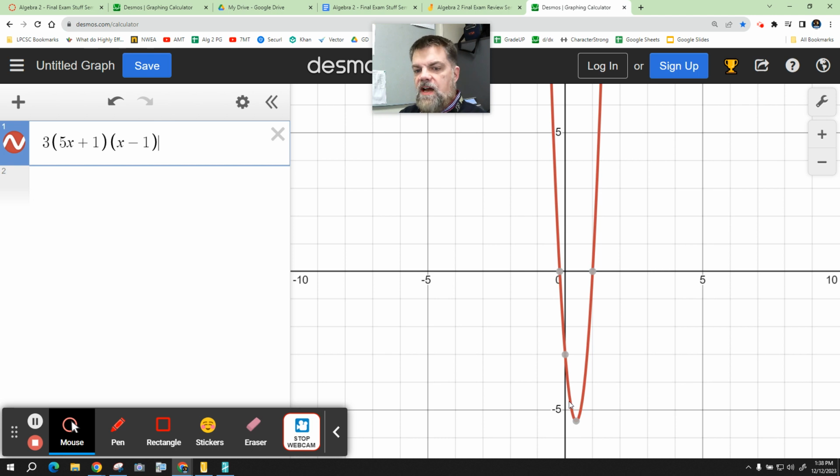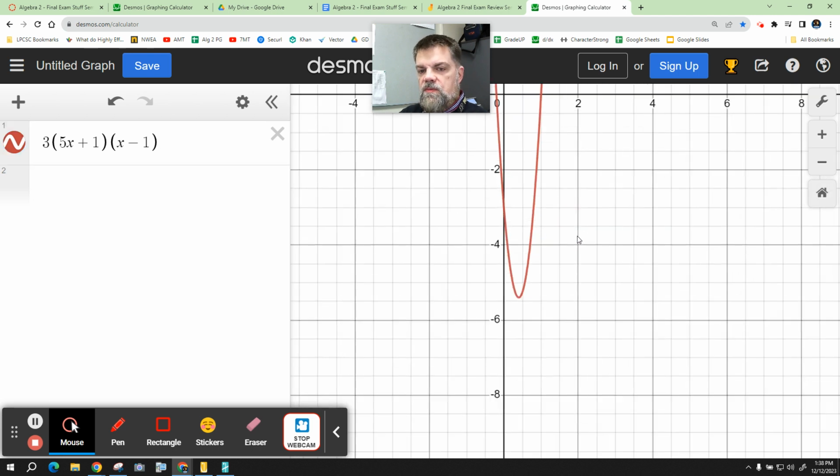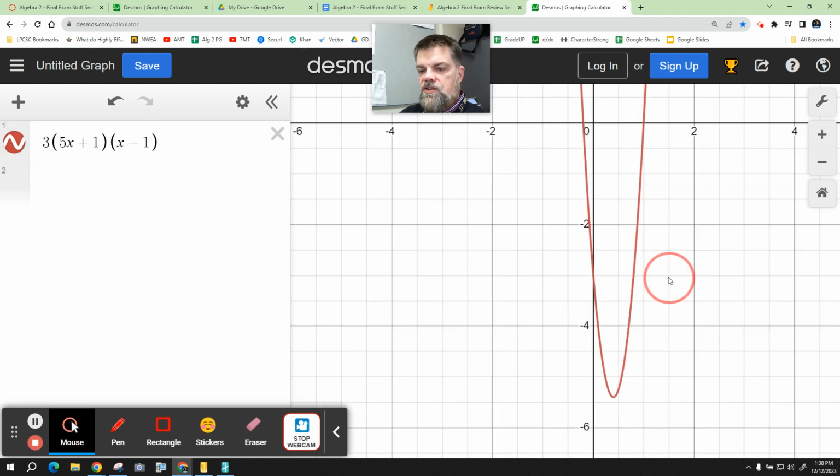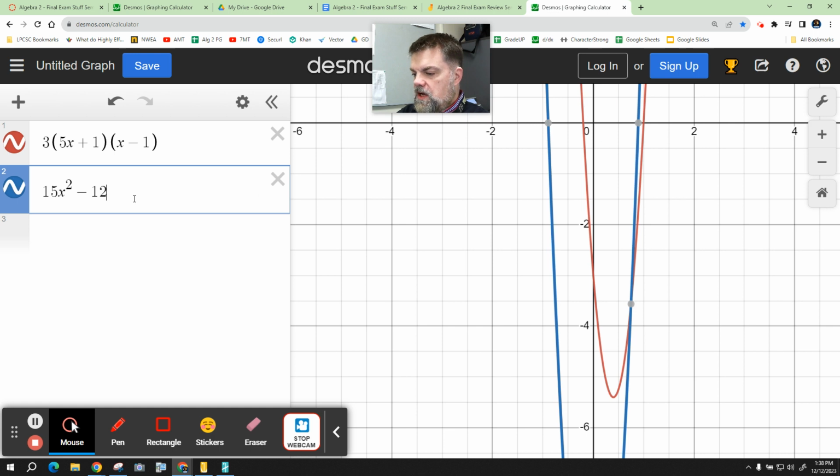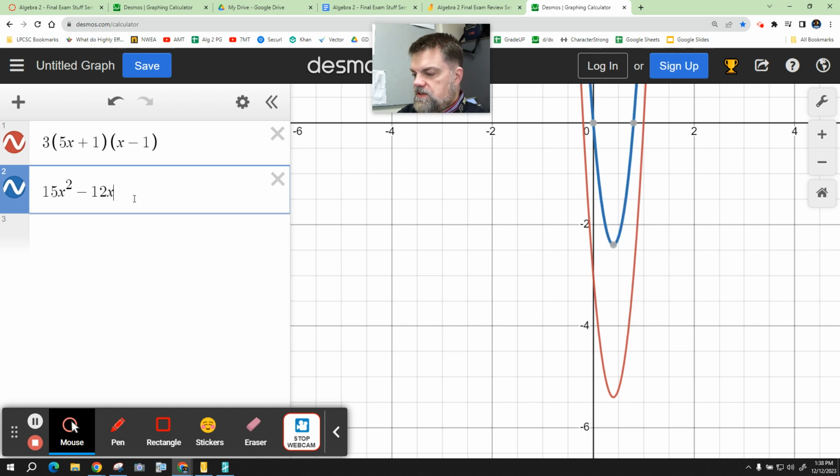Okay, that's that graph, right? We'll zoom in on it a little bit. Check that bad boy out. And the original equation, which is 15x squared instead of k, right? Minus 12x instead of k, minus 3. They're the exact same, aren't they?